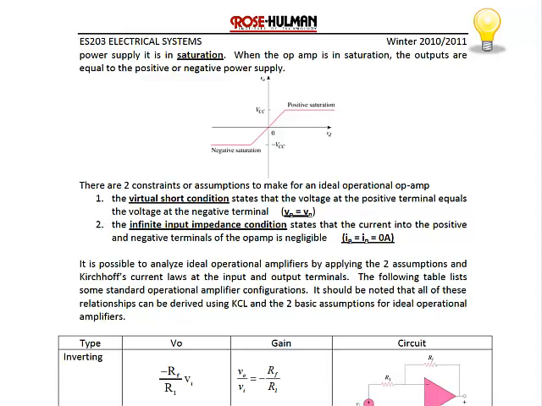The second one is that the op-amp has infinite input impedance, which means that I positive equals I negative equals 0 amps, or the current into the positive and the negative terminals is equal to 0. With these 2 ideal assumptions and KCL, it is possible for us to solve any op-amp problem.